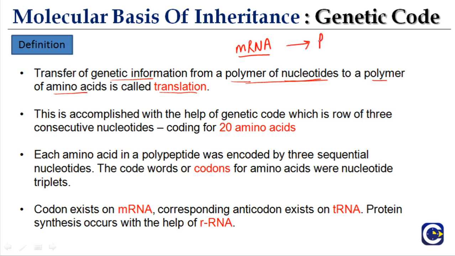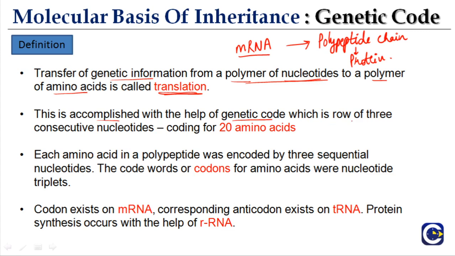And what is the polymer of amino acids? It is a polypeptide chain, and this polypeptide chain further forms protein. So this process is called translation, when mRNA is converted to a polypeptide chain, or when a polymer of nucleotides is converted to a polymer of amino acids. This is accomplished with the help of the genetic code.